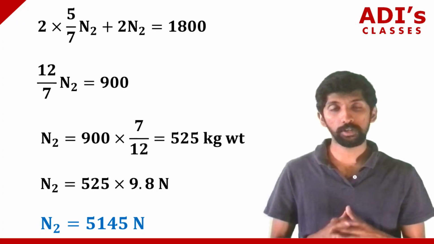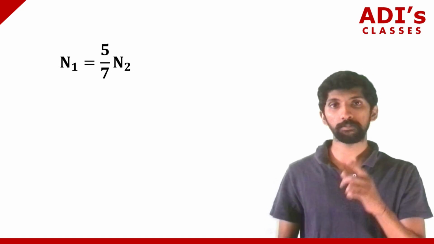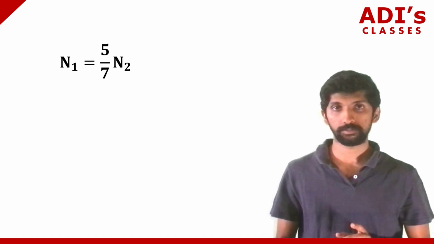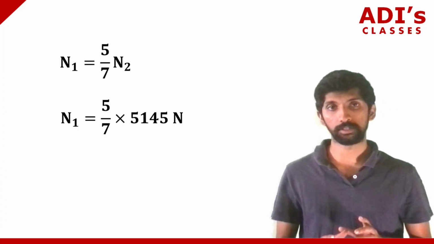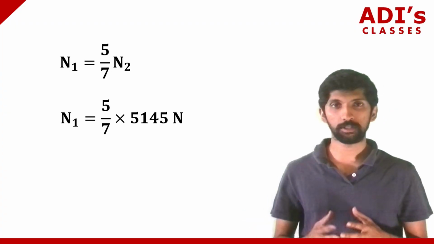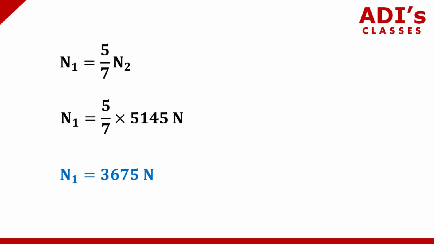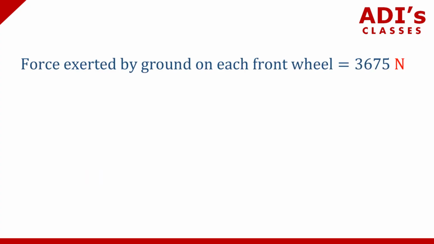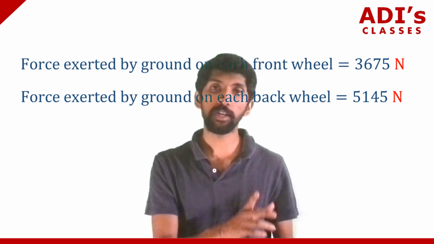Now in the same way we have to do it for the front wheel, correct? Use the relation N1 is equal to 5 by 7 N2. So you get 5 by 7 into 5145 Newton. We keep the Newton as it is because N1 we get in terms of Newton. So we get the answer as 3675 Newton. So the force exerted by the ground on the back wheel is 5145 Newton and on the front wheel is 3675 Newton. This is how we solve a problem using free body diagram.